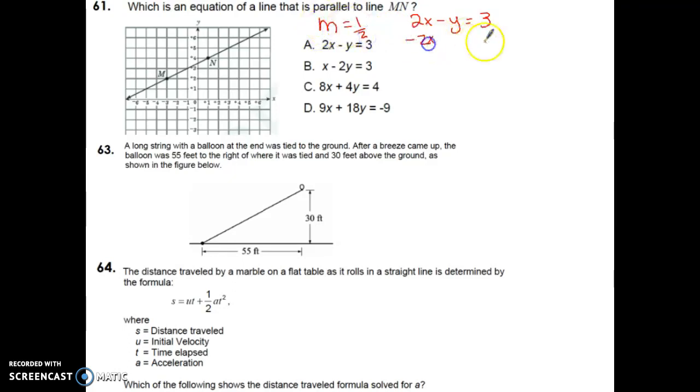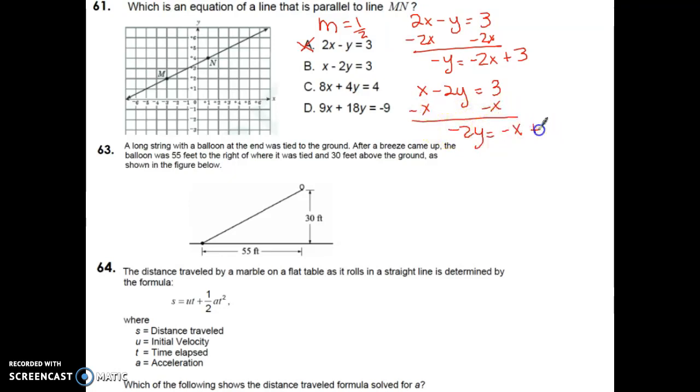So when I subtract 2x, I get negative y is equal to negative 2x plus 3. Clearly that's not going to give me 1/2. Let me just keep solving. If I do x minus 2y is equal to 3, subtract x, negative 2y is equal to negative x plus 3. I'm going too fast, I'm going to slow down. Then we divide by negative 2. Voila! That's 1/2. B is the answer.